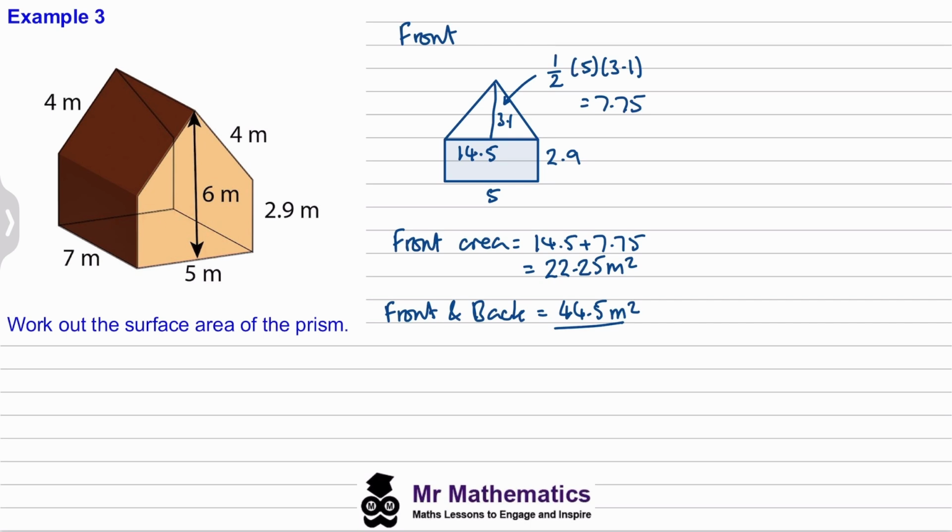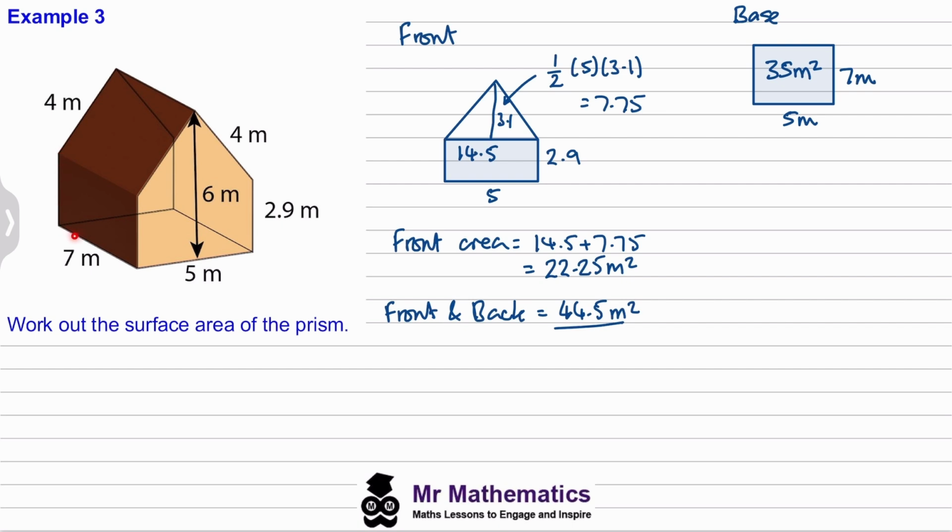Okay? And then we need to think about this base. Well, this will be a rectangle of length 5 meters and a width of 7 meters. So this will have an area of 35 meters squared.